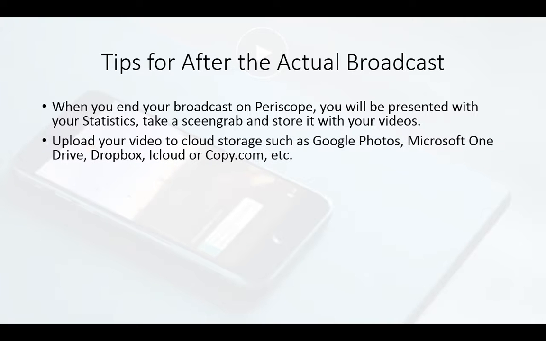Now, when your broadcast is over, you are going to have the opportunity to take it from your camera roll and upload it. So you want to upload that video to cloud storage, mainly because this is an easier way to get it someplace where it's not going to be corrupted, rather than trying to get it to your hard drive where connections are unreliable. It tends to be easier to get them to a cloud drive from Periscope and from your camera roll. So you can do that by using Google Photos, Microsoft OneDrive, Dropbox, iCloud if you use the Mac, or copy.com, or any cloud service that you're using.